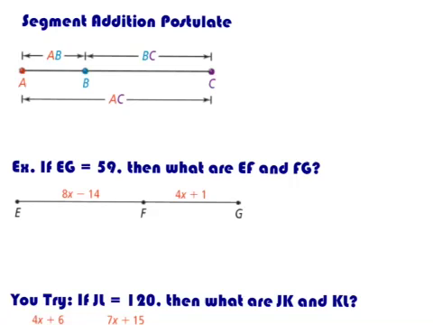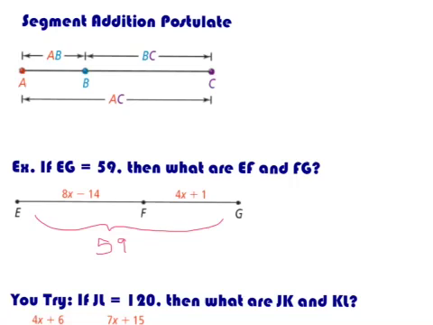It says, if the length of segment EG is 59, so all of this is 59. Let's go ahead and mark that. So we know this whole thing is 59. It says, then what are EF and FG? So it wants us to find the smaller segments. What are the lengths of these smaller segments?